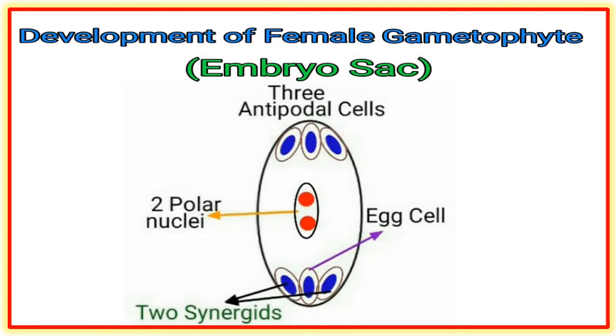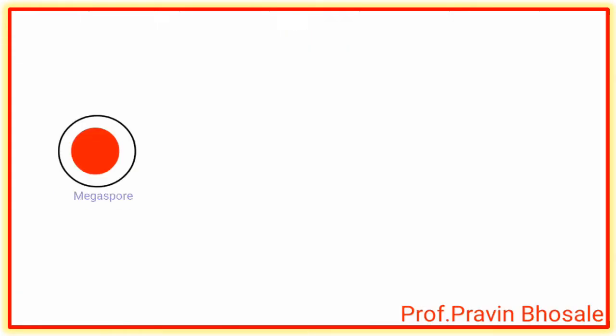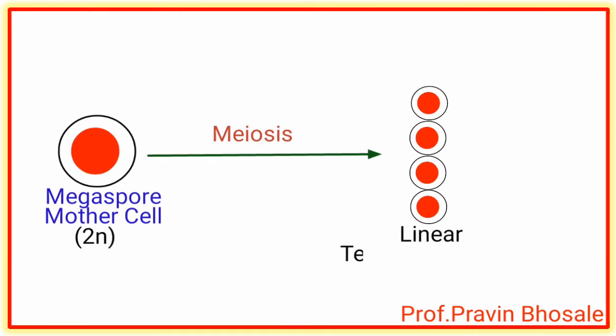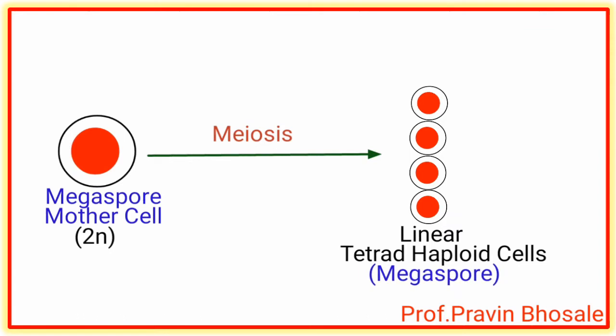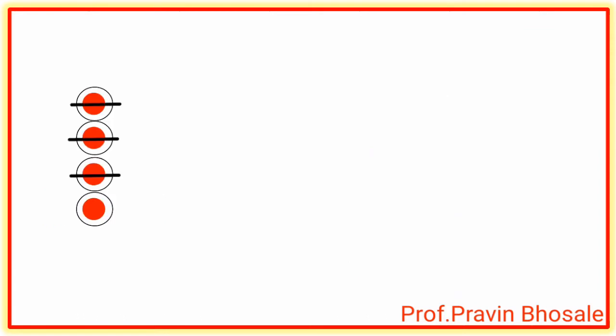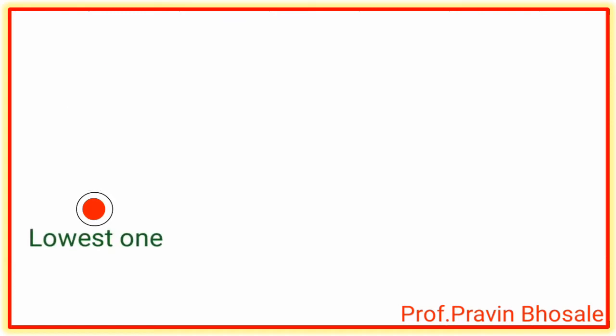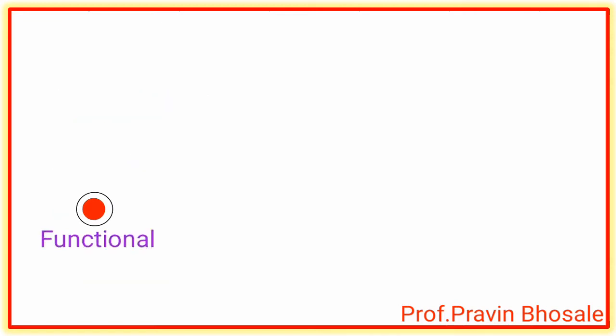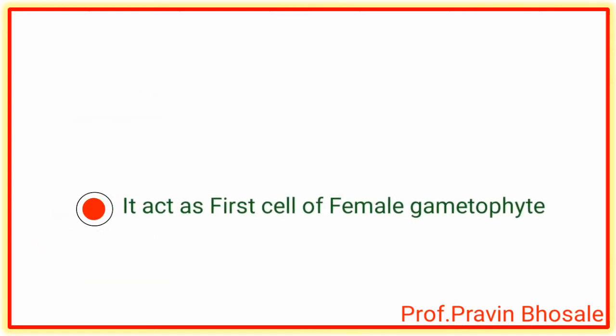Development of female gametophyte. The megaspore mother cell undergoes meiosis to form a linear tetrad of haploid cells, that is, megaspores. The upper 3 megaspores abort, that is, disintegrate, and the lowest one towards the center of the nucellus remains functional. It acts as the first cell of the female gametophyte.